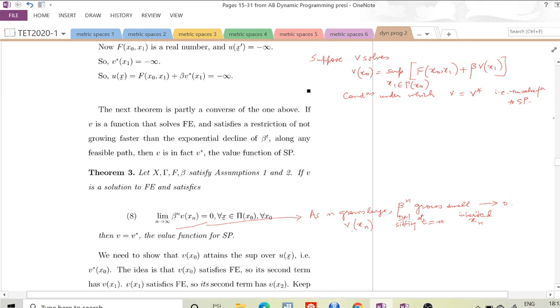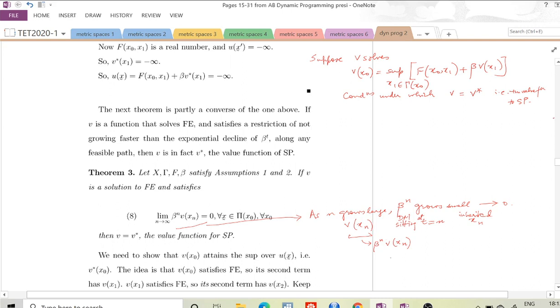So it should be that when the decision maker sits actually at time t equals 0 and thinks about this, the reward to the decision maker will be beta to the n V of xn. This should go to 0 as n tends to infinity. So in some sense, this V of xn should not grow faster than the beta to the n is declining. Right? So if V of xn were to grow faster than beta to the n declines, then this thing will not go to 0. Okay?